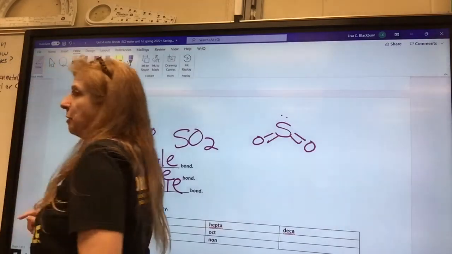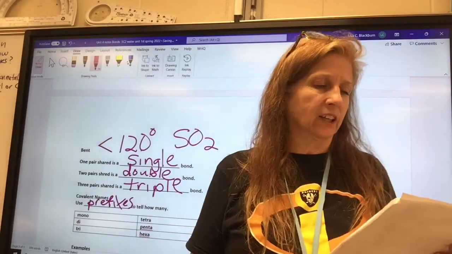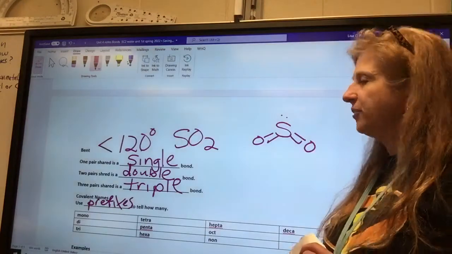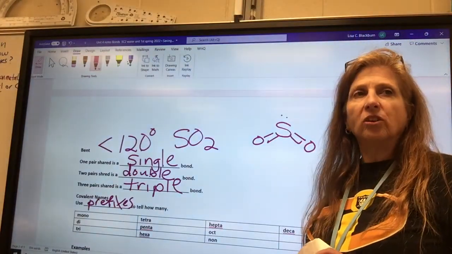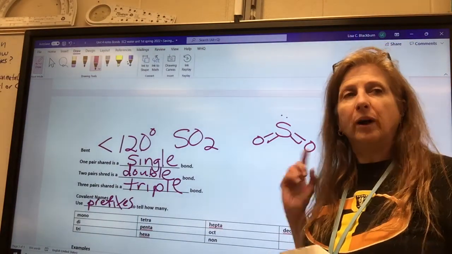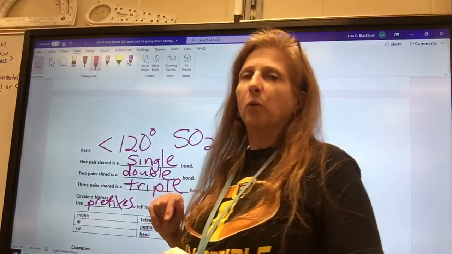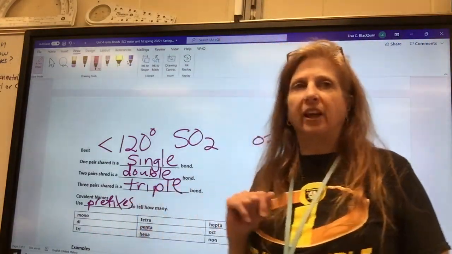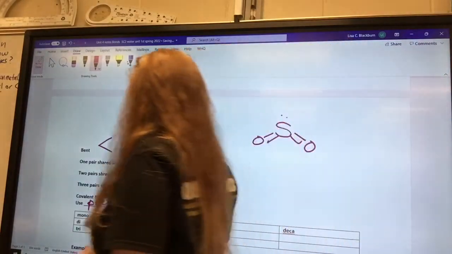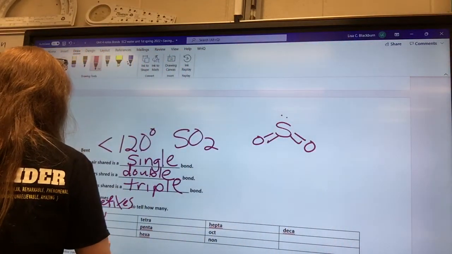You've learned how to name ionic. What about covalent? You use prefixes based on Latin. So you're going to learn how to count in one way in chemistry for covalent names, okay? So what do you think mono stands for? One. Di. Two. Tri.